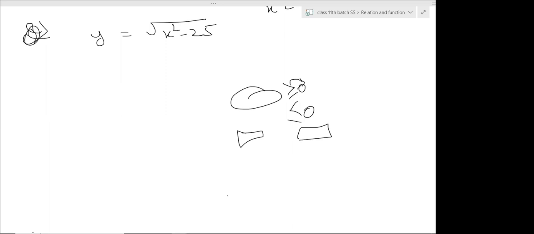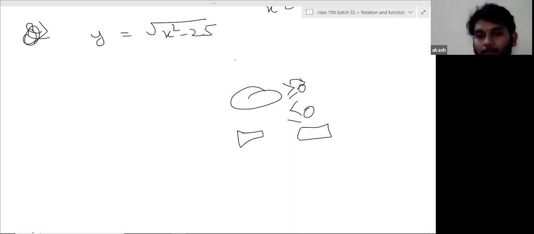So square brackets means we are including the number, right? Sorry, Fahad, what did you say? I could not hear you. The square bracket means that we are including the number. Yes, square brackets means we are including the number. Open means we are not.